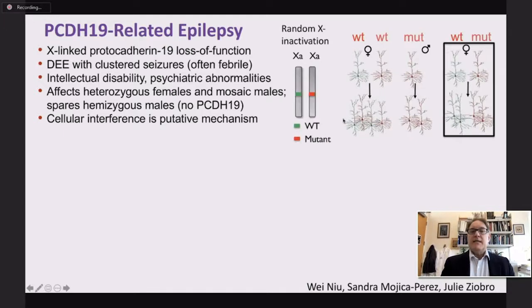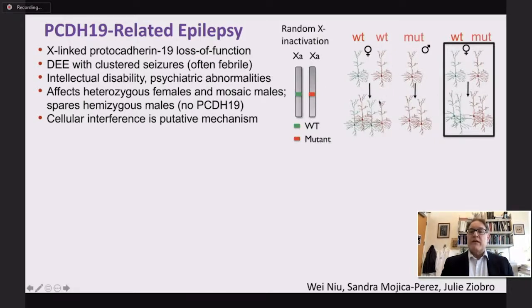And the idea is that in females, you have two X chromosomes, and you don't want to express genes from both X chromosomes at the same time. So you undergo what's called random X inactivation. So a given cell will randomly inactivate one of the two X chromosomes. And so a female with a PCDH19 mutation will have some cells that only express the wild type normal gene and some that only express the dysfunctional mutant gene.